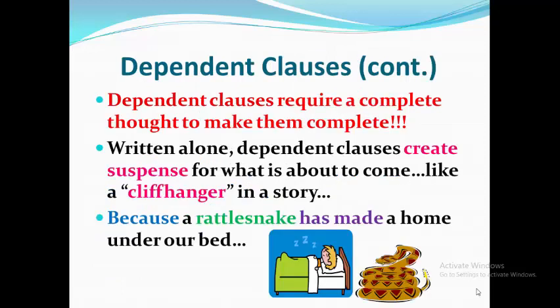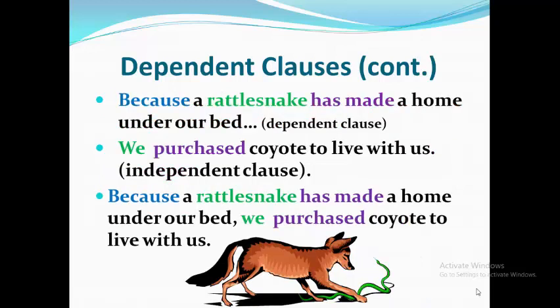Dependent clauses require a complete thought to make them complete. Written alone, a dependent clause creates suspense for what is about to come, like a cliffhanger in a story. Because a rattlesnake has made a home under our bed, what happened? We still don't know. So it's like we really want to know what happened. So this is like a suspense or cliffhanger. You want to know more details about that.